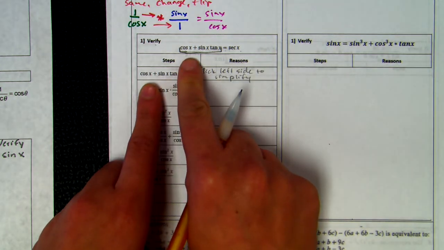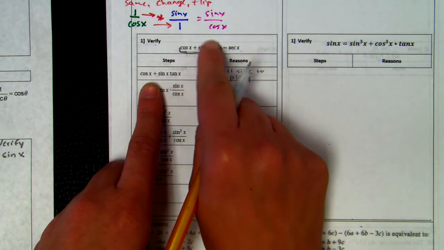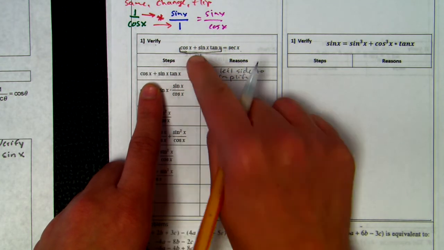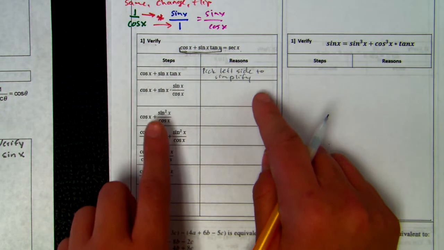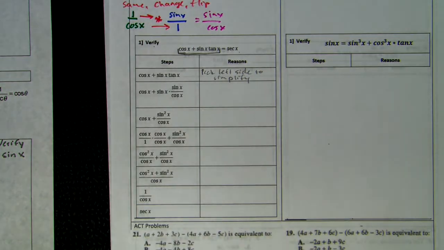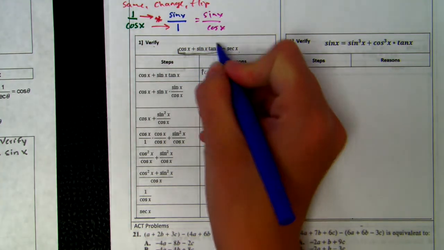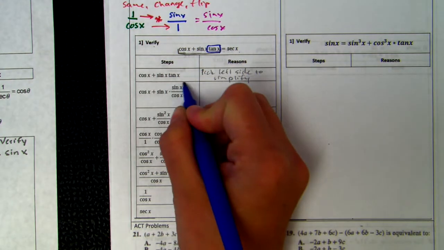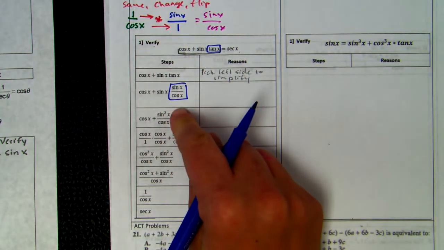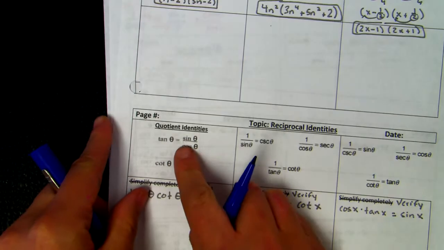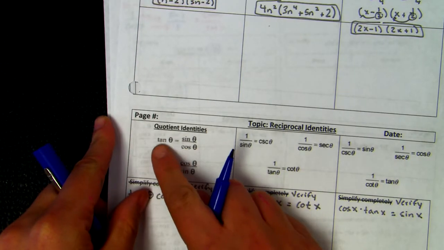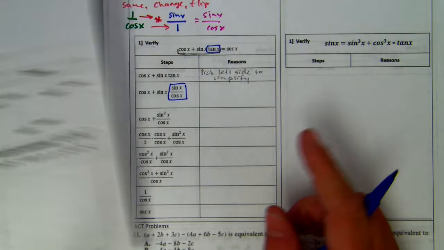Okay, pick the left side to simplify because it's going to be easier to simplify this and make it look like the right side than the other way around. So the first thing I am going to do is take tangent of x and rewrite it as sine of x over cosine x, because I know that is one of my identities. Tangent is the same thing as sine over cosine.